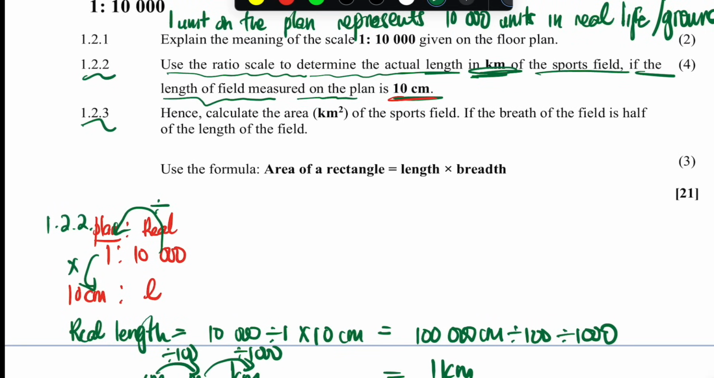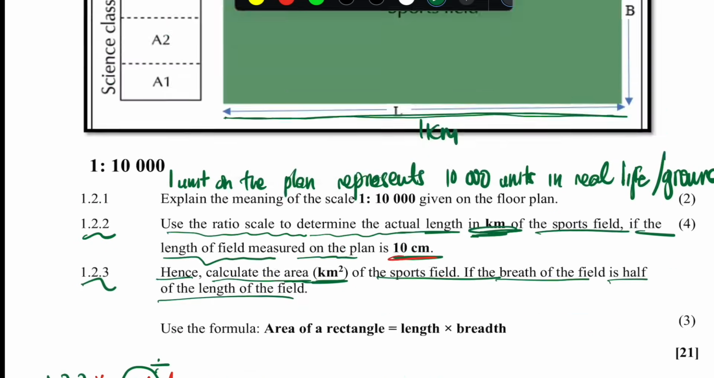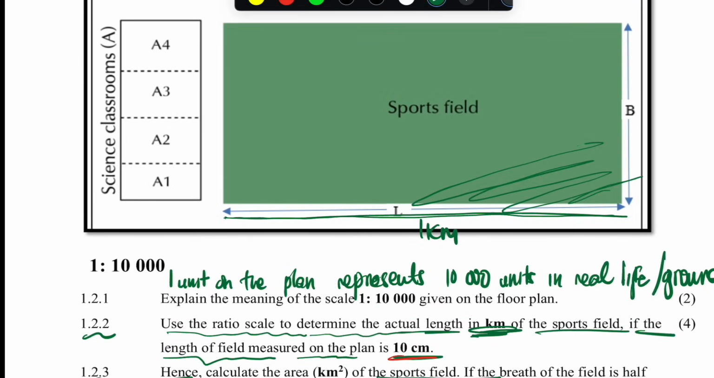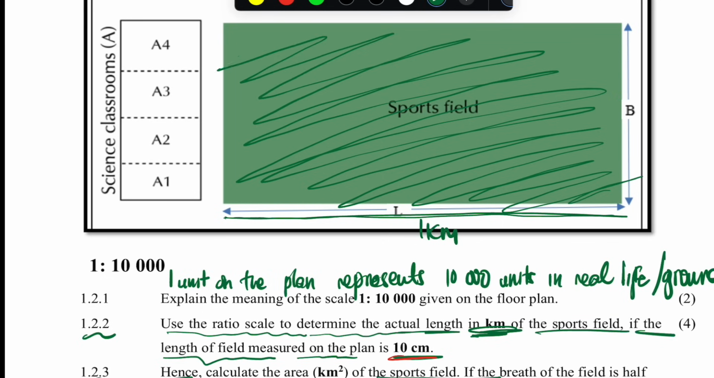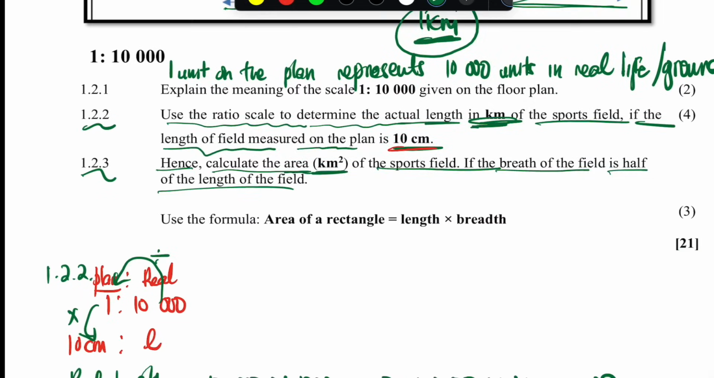Right, let's go to 1.2.3. It says hence calculate the area in kilometers square of the sport field if the breadth of the field is half of the length. So we want this area, this space here. Now if they're saying the breadth, this side, is the half of this side, so if this side is 1 kilometer, that means this side is half a kilometer, right? That's what they said in the statement.